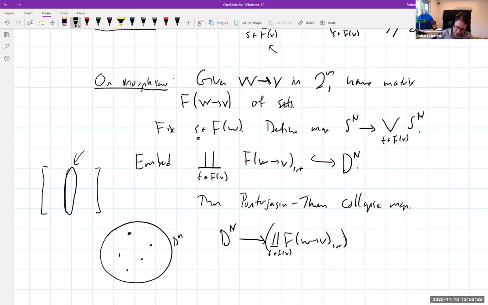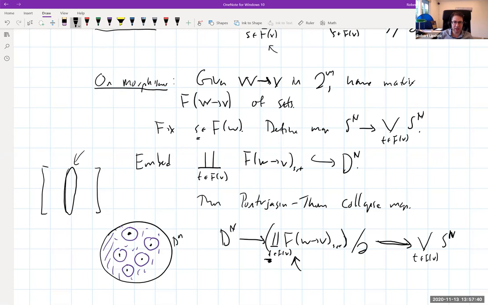So I've embedded it. That gives me a little disk around each of these points and I collapse everything that's outside these little disks. So that gives me a map to a wedge sum of a bunch of spheres. And then this maps to the wedge sum over T in F of V of S^N, just because each of these little disks was associated to some T. Each of these little disks is some element in here, which has some T corresponding to it. And so I map that component just by the identity map. So this is like a wedge sum of identity maps to S^N.